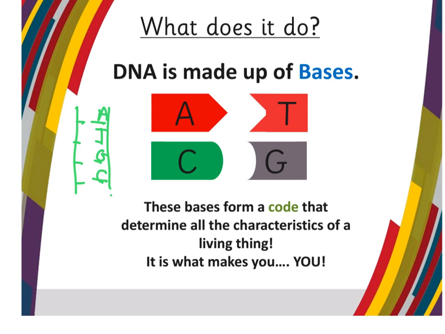And the order of the bases that you have determines who you are. This is the genetic code. And different characteristics will have different orders of the bases. So you might have A, T, C. Then somebody else might have A, T, G. And that one letter difference might make the characteristic that you and the other person have very, very different from each other.